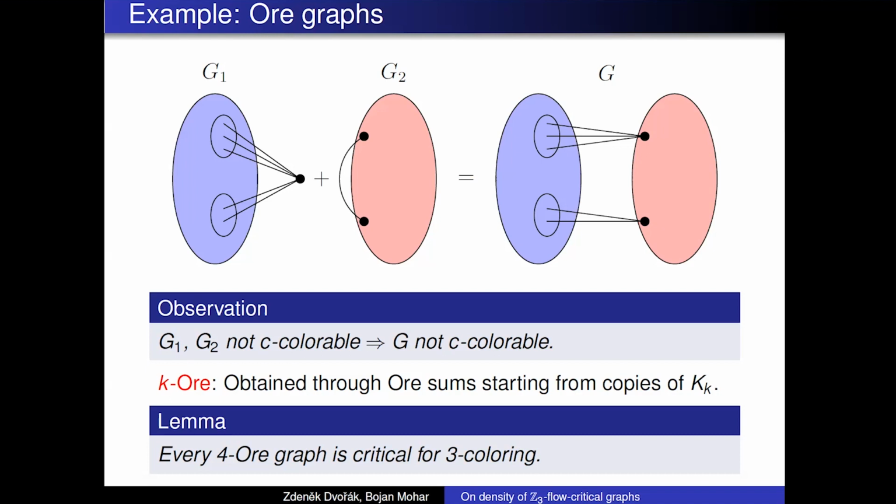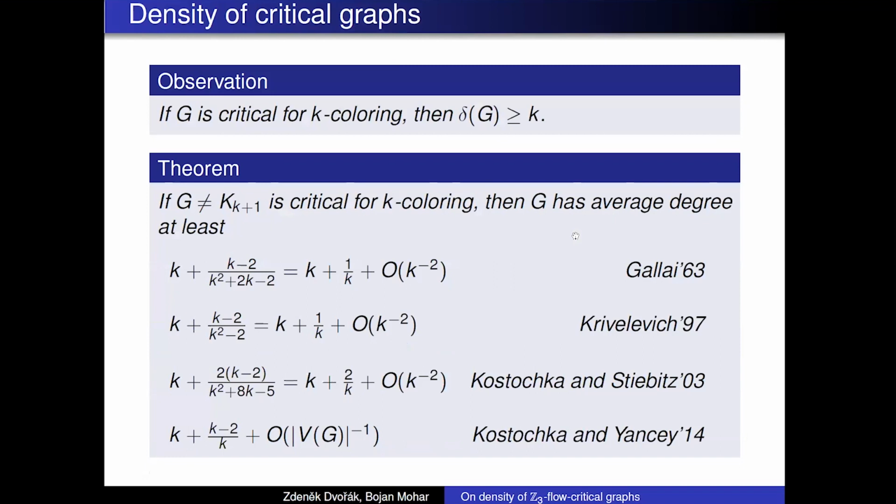And well, my talk is about density of critical graphs. So what can you say about the density of these critical graphs for K coloring?